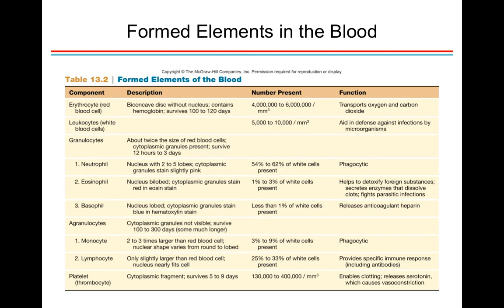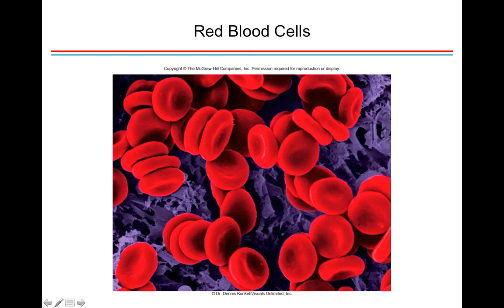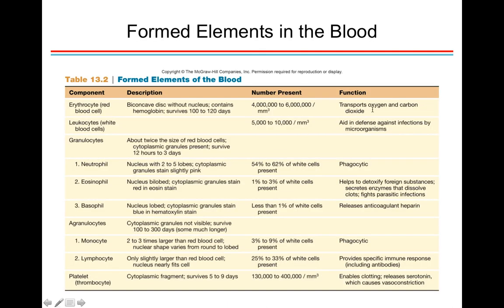So I mentioned before that the formed elements in blood represent cells, and red blood cells are called erythrocytes, right? These are biconcave cells, and they carry oxygen and carbon dioxide throughout the body. They carry oxygen from the lungs to the tissues, and in the tissues, they exchange oxygen for carbon dioxide and bring the carbon dioxide back to the lungs to be exhaled.